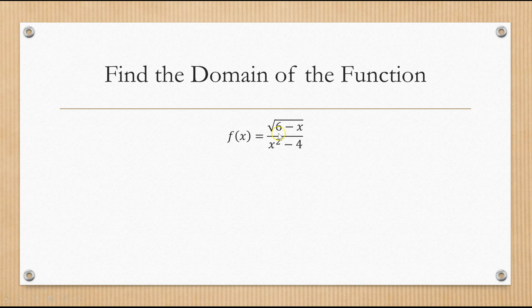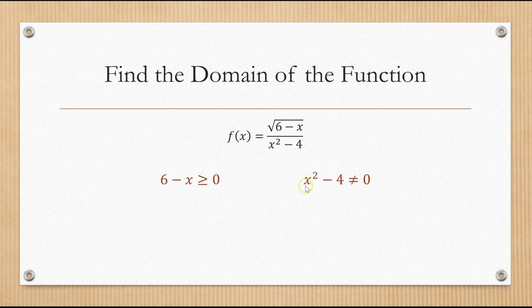One of them is that the inside of my root has to be positive. I can't take the square root of a negative number. And the other is that the denominator itself cannot be equal to 0. So that gives me two different inequalities to solve. One of them is that 6 minus x must be greater than or equal to 0. And one of them is that x squared minus 4 is not equal to 0.